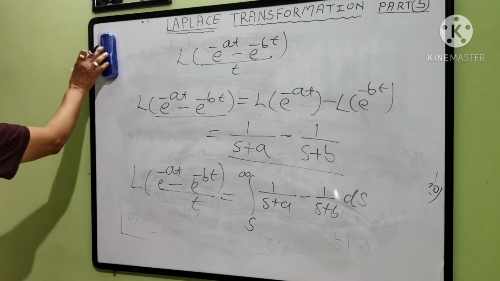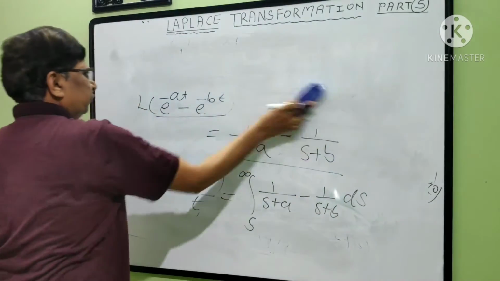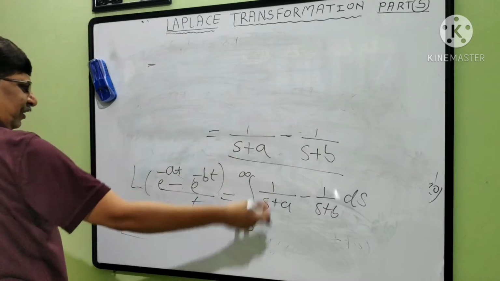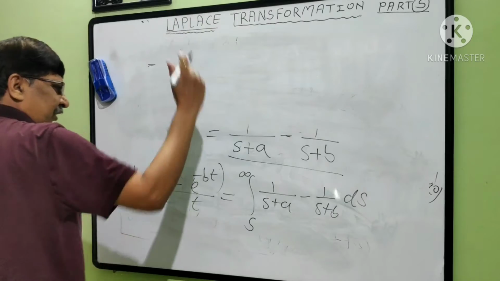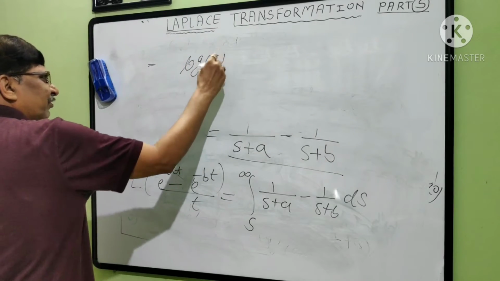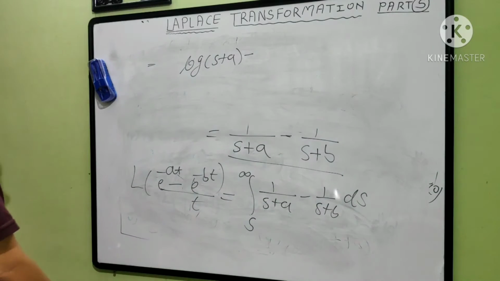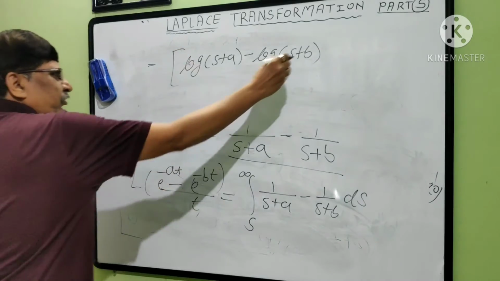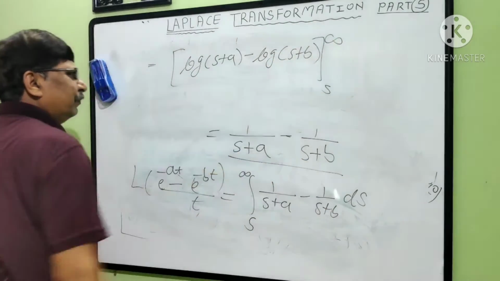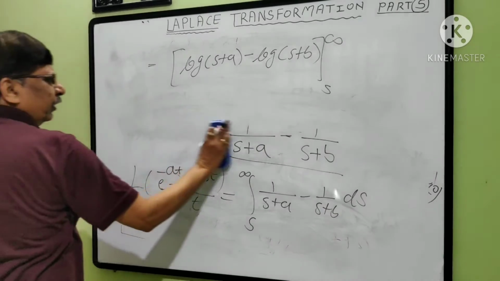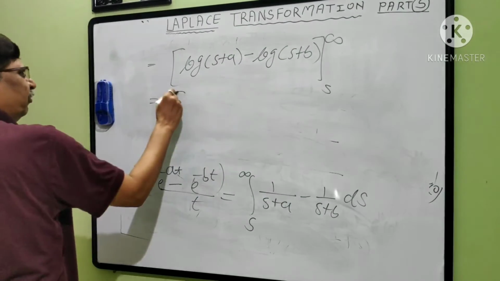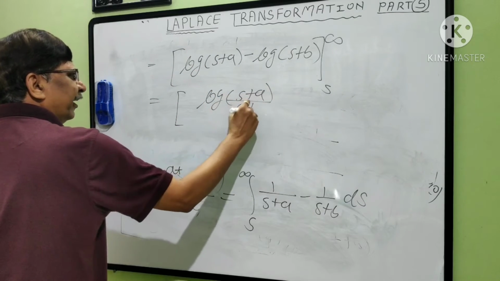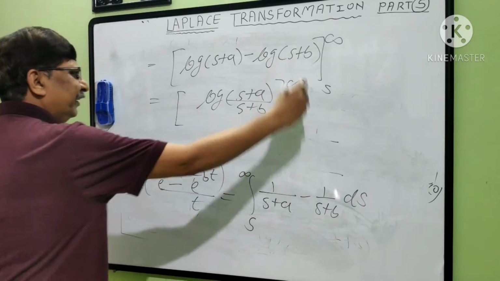Now integrate this. Therefore, the integration of 1 upon x plus a is log x plus a, but the only variable is s, that is log s plus a, minus 1 upon s plus b means log of s plus b, with limits from s to infinity, means lower limit is s, upper limit is infinity. Now apply the rules of logarithm, log a minus log b is log a by b, that is log s plus a upon s plus b, limits from s to infinity.